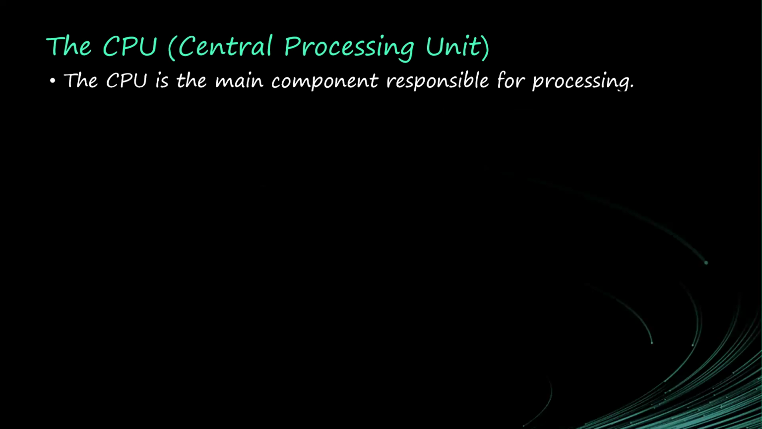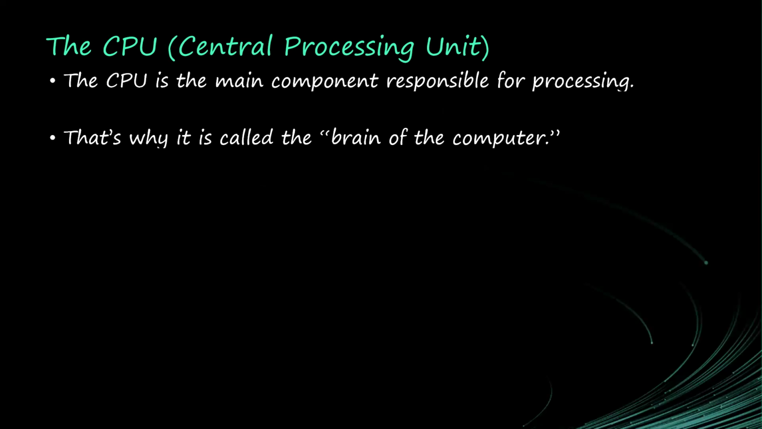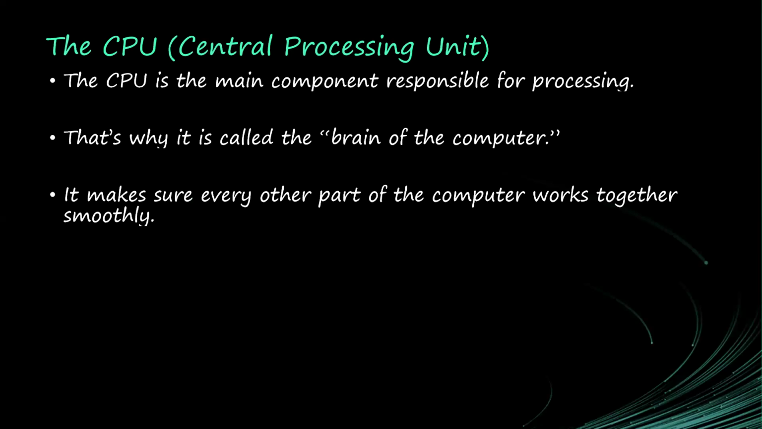Okay? So the central processing unit is the main brain of the computer. It is the main component responsible for processing. So the part of the computer that does the processing is the CPU, the central processing unit. So that's why it is called the brain of the computer. All right. So it makes sure every other part of the computer works together smoothly. So the central processing unit works with the other parts of the computer, the input device, the output device, and the storage device. So the central processing unit works with all of them smoothly.